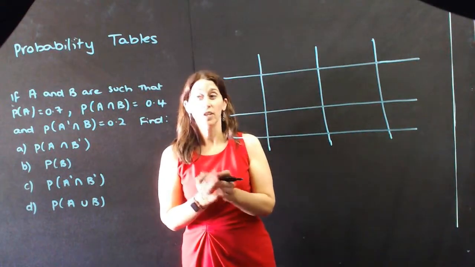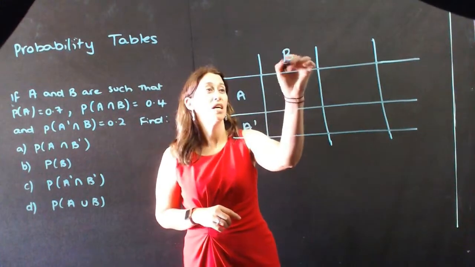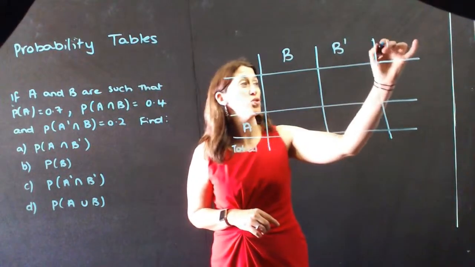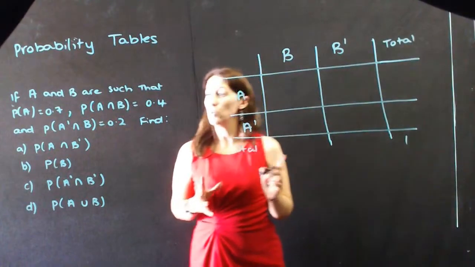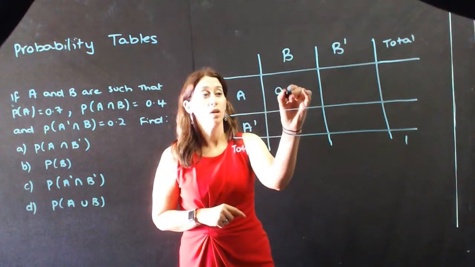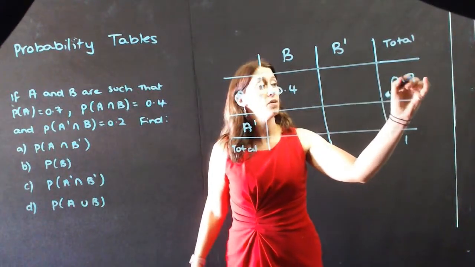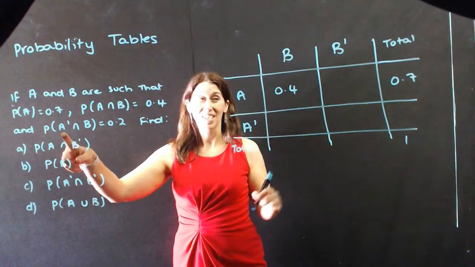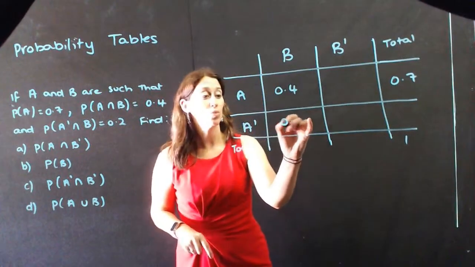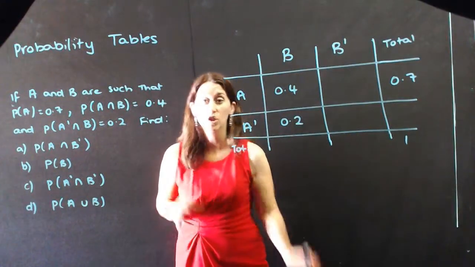Now let's have a look at how we can set this out. So we let this be A and not A here, and this be B and not B. These are going to be our totals, and we know that the probability table should always total 1. So let's fill in what we know. We know that the probability of A intersection B, so it's that one there, is 0.4, and we know that the total probability of A is 0.7. And we also know that the probability of not A intersection B, so that's this one here, is 0.2. We can now go through a process of elimination of filling in the rest of the numbers in the table using the totals.